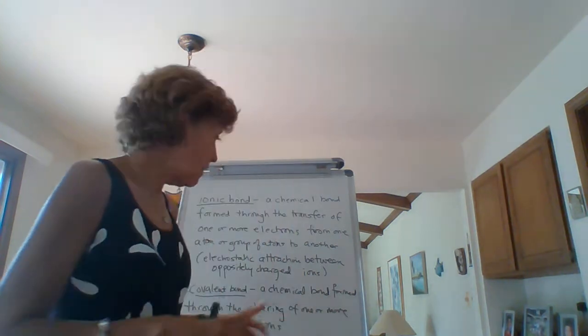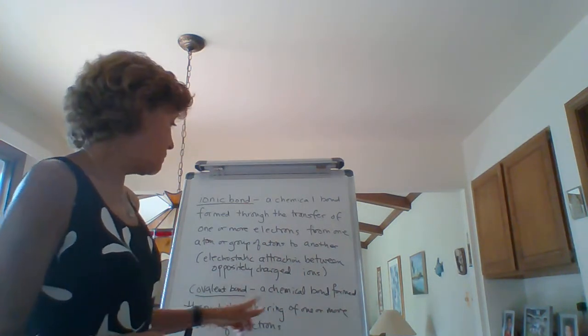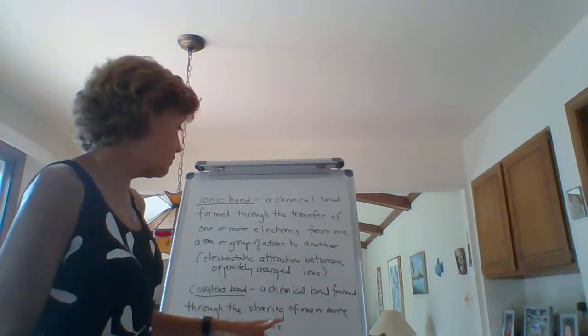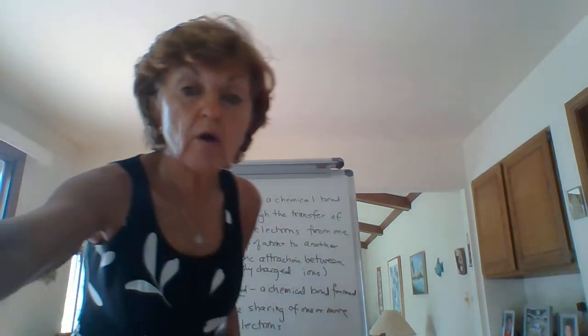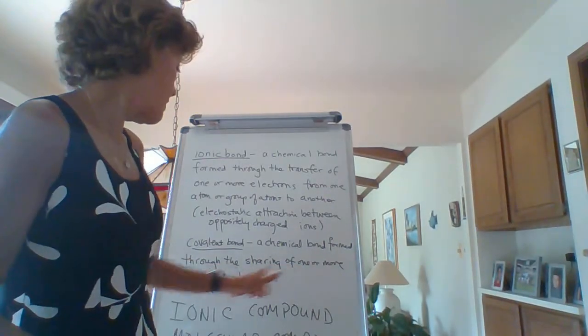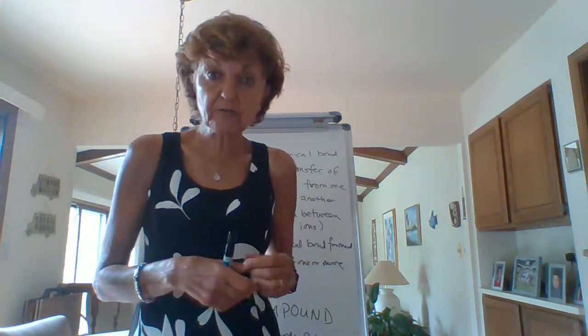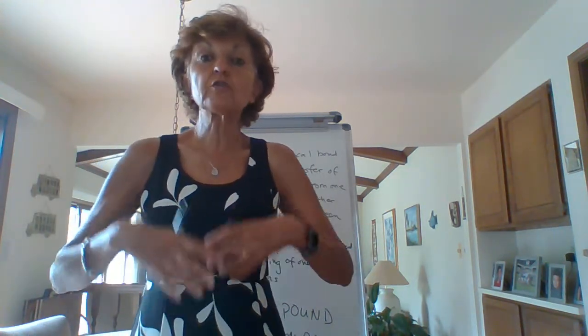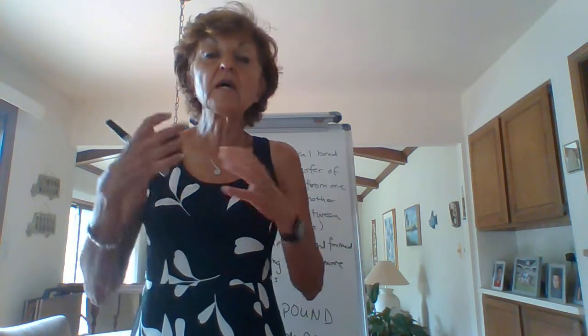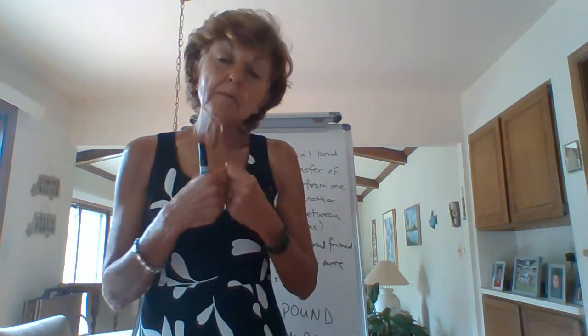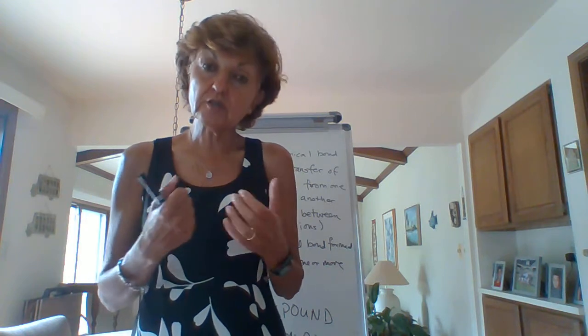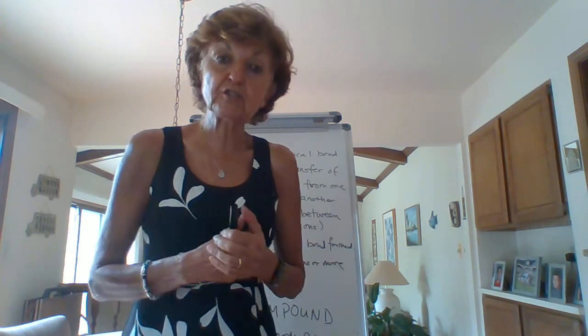The other type of bonding is covalent bonding, and that you will see in the next chapter. The definition of that is basically a chemical bond formed through the sharing of one or more pairs of electrons. You share electrons. There isn't a transfer. You're not creating ions. You're not creating charged atoms. This is sharing pairs of electrons. And we'll get into the details of that in the next chapter.